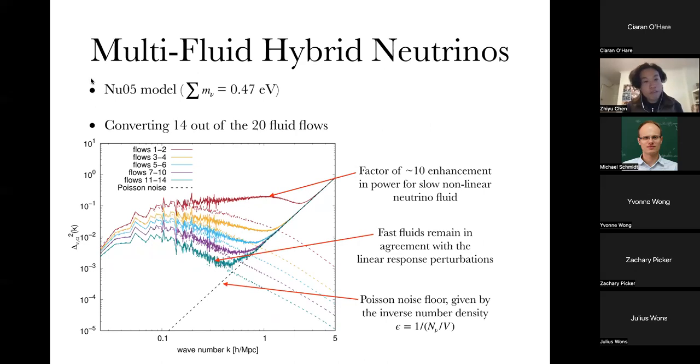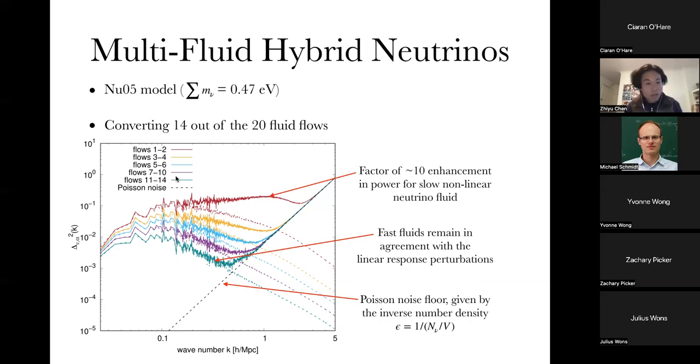And for the Neo5 model, again, we converted the first 14 out of the 20 fluids, and we plotted their nonlinear versus the linear results. The dashed line is the linear response result, and the solid line is the nonlinear N-body result. You can see the slowest two flows exhibit significant nonlinearity, about a factor of 10 enhancement at about k of 1.